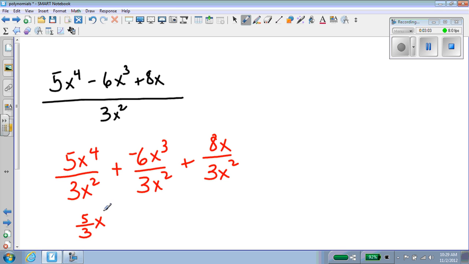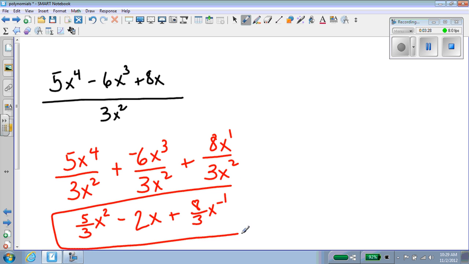X to the second. Negative 6 divided by 3 is negative 2, x to the first. And 8 divided by 3, 8 thirds x to the negative first power, right? Because 1 minus 2 is negative 1. This answer is probably how a calculus teacher would like to see it. That's a good calculus answer.